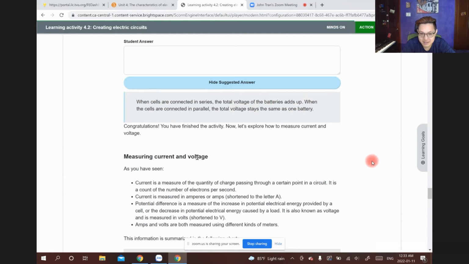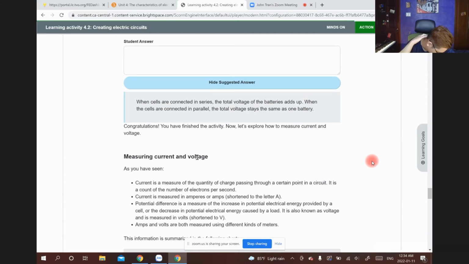So current is a measure of quantity of charge, like how many electrons pass through. The more electrons passing through, of course, the bigger the current. It's the count of the number of electrons per second. If the current is 1 ampere, there should be much fewer electrons compared to 3 ampere or 10 ampere, right? Makes sense, isn't it?